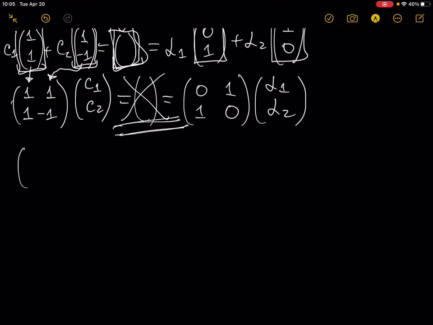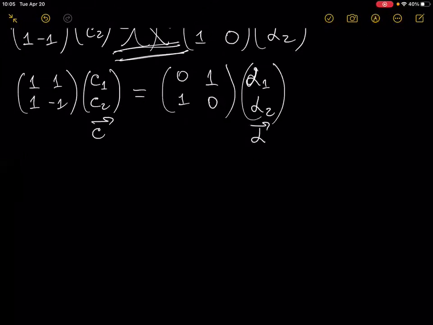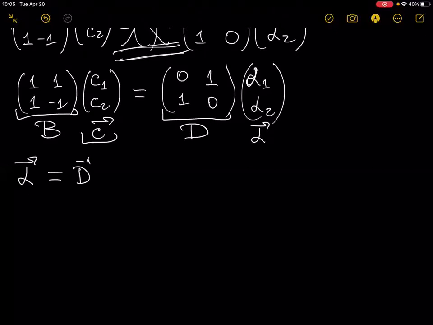Now I have (1, 1), (1, negative 1), C1, C2 equals (0, 1), (1, 0), alpha 1, alpha 2. So vector C, vector alpha. Could you tell me how to get vector alpha if I know vector C? You multiply by the inverse of (1, 1), (1, negative 1), or B, the right side of the equation, to get C. Oh, to get alpha. Sorry. The idea is right, just you expressed the wrong thing, C instead of alpha, right?